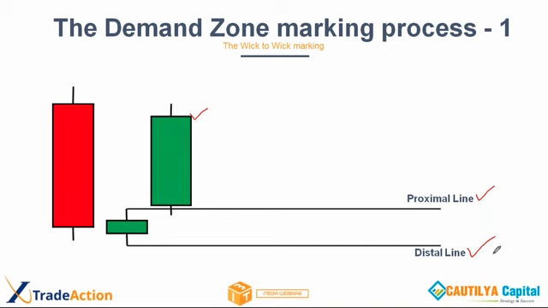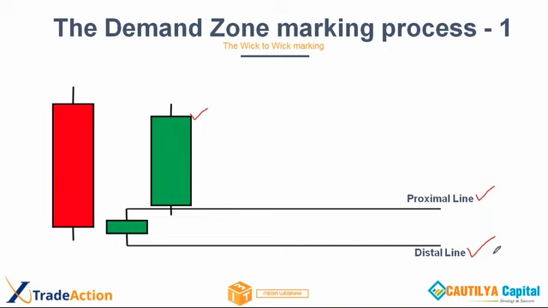And this is the zone. This kind of marking is called wick to wick marking, because we take the top of the wick and the bottom of the wick and then draw a rectangle. We will use charts to draw it, and that is called a zone.